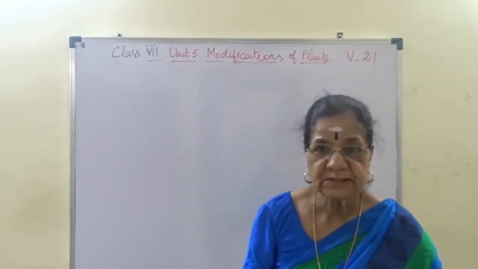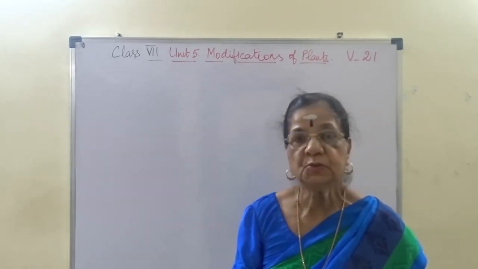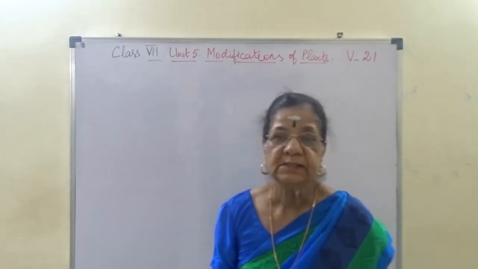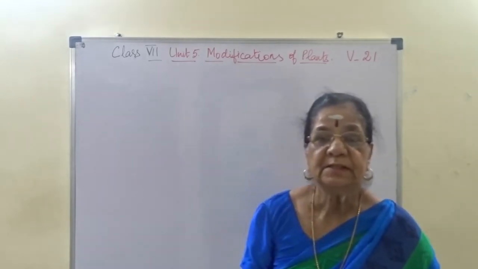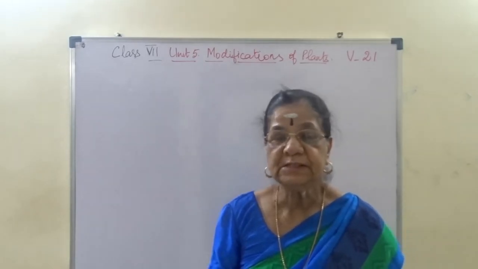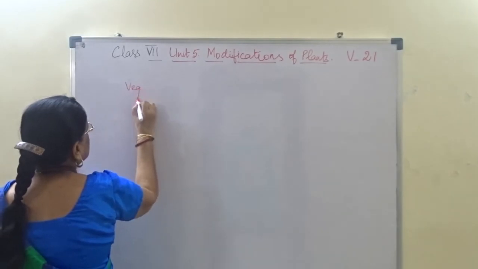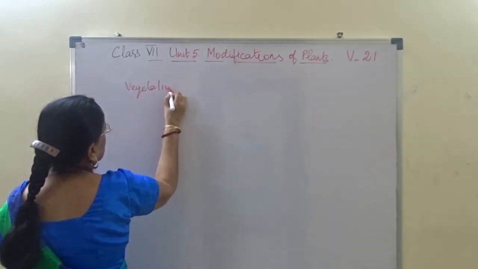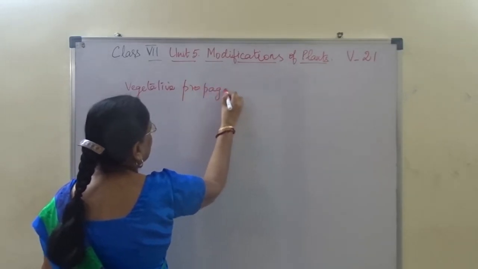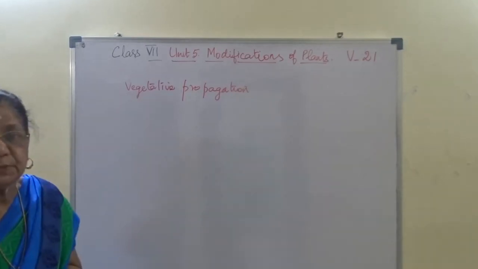The plant parts, root, stem and leaf, are also modified to take part in reproduction. That normally comes under asexual reproduction, but we call it vegetative propagation. Propagation means spreading. So it is called vegetative propagation. I hope you remember this.